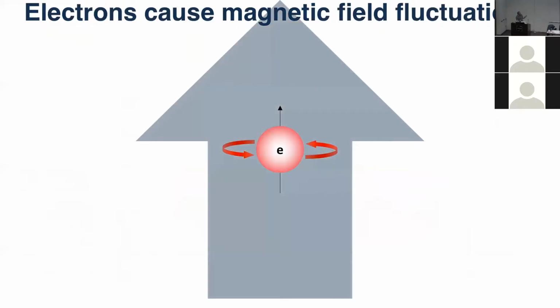So why is that? Well, it turns out that the magnetic dipole moments cause magnetic field fluctuations. So here we have this electron, and this particular electron is pointing up, but within the magnetic field. But this little electron's magnetic dipole moment is going to be spinning around, or precessing, or moving around anyway. And this movement is going to alter the magnetic field.